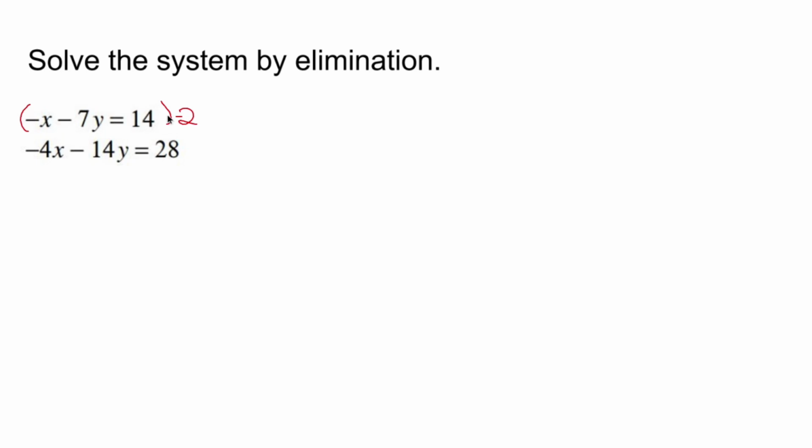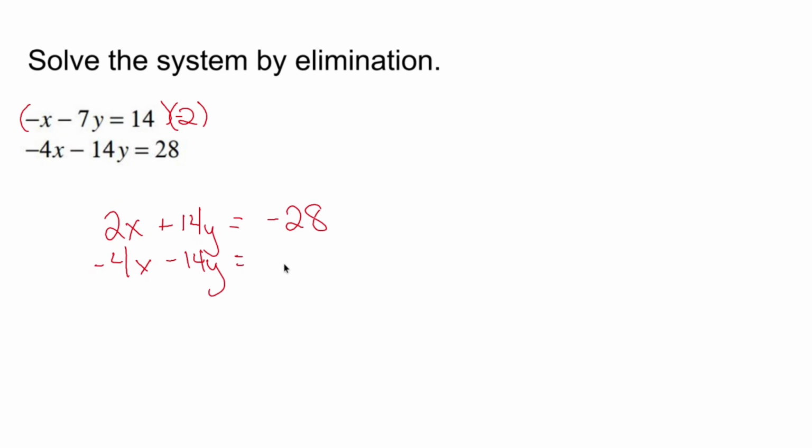Actually, -2. And the reason I'm doing -2 is that it'll make that positive 14y, and this will be negative 14y. So by multiplying the top equation by -2, negative 2x is positive 2x. -7 times -2 is positive 14y. 14 times -2 is -28. We're going to rewrite the bottom equation as is because we don't need to change anything.